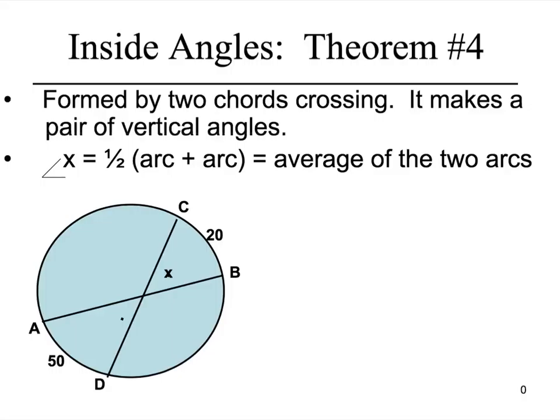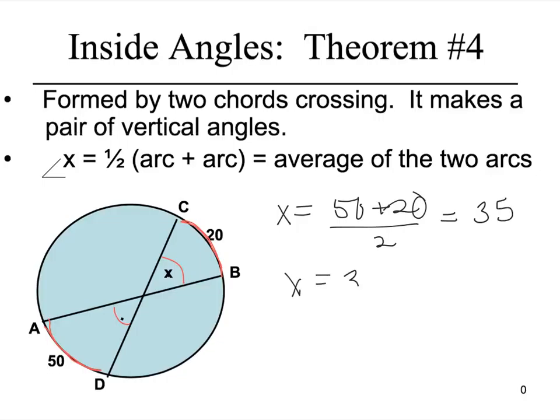So let's go ahead and find that in order to find this angle. So we're going to have 50 plus 20. Those are the two arcs that these angles intersect. So 50 plus 20 divided in half is equal to 35. So x is equal to 35 degrees.